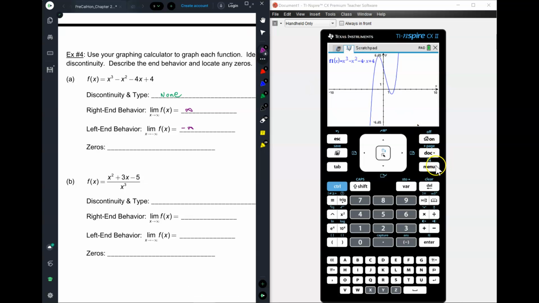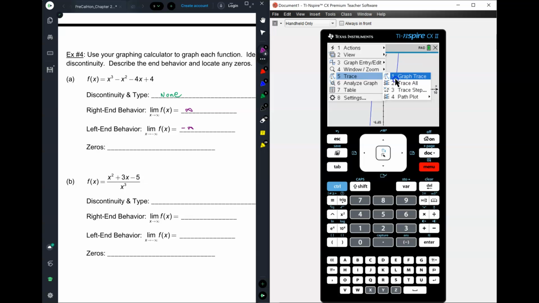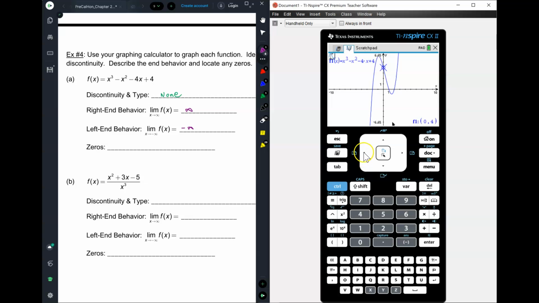Now for the zeros, I go to Menu, Trace, Graph Trace. And here, if you keep pressing the left or right arrows, don't do it too quickly because you'll miss it. At one point, you'll get to a point where it gives you 0. And you see here -2, 0. So x equals -2 is one of the zeros.